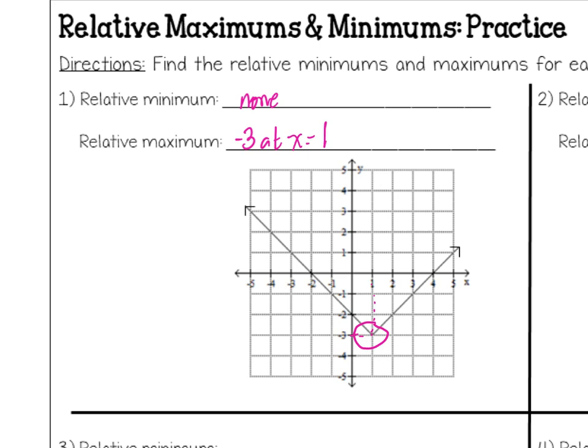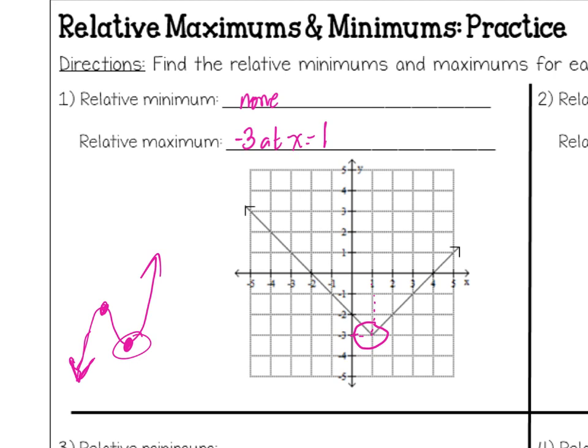So I do want to kind of talk about this. Remember the other graphs kind of went like this, right? And there would be a point here, a minimum here, and a maximum here. It's not really the minimum though, right? Because this arrow continues to go down. So it's not really the minimum. It's just a relative minimum.